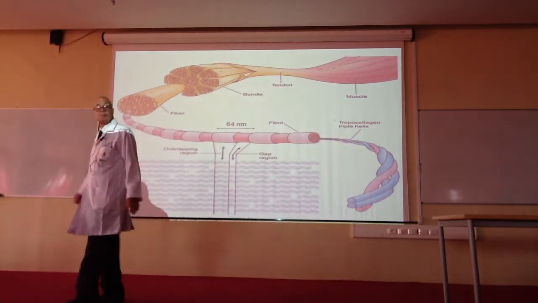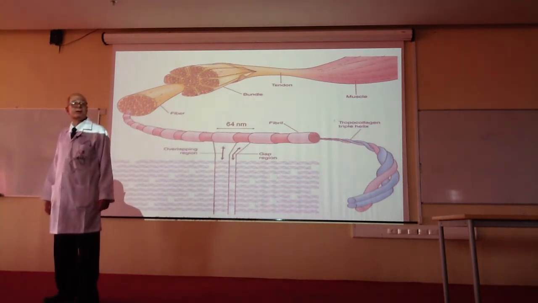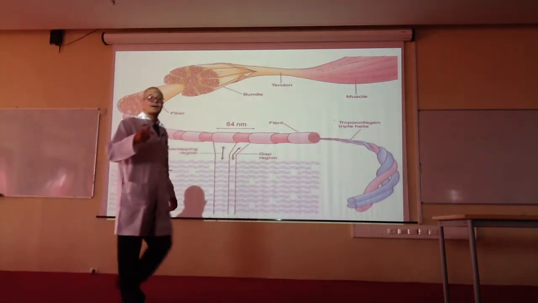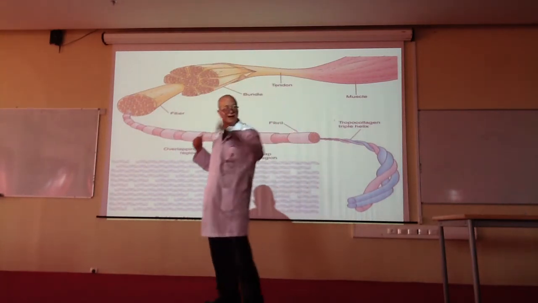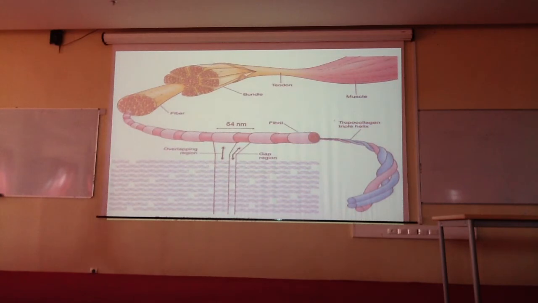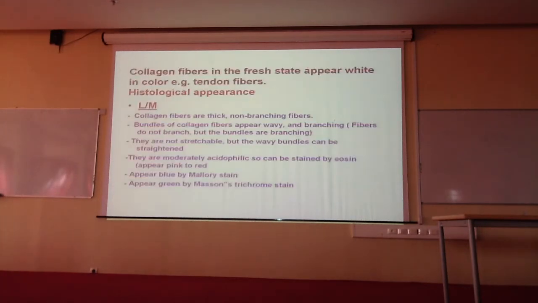Structure of what? You have a question? Structure of tendon again? Tendon. Yeah. We'll come to it later. Types of connective tissue. Bundle of what? Oh, that's the structure of tendon.